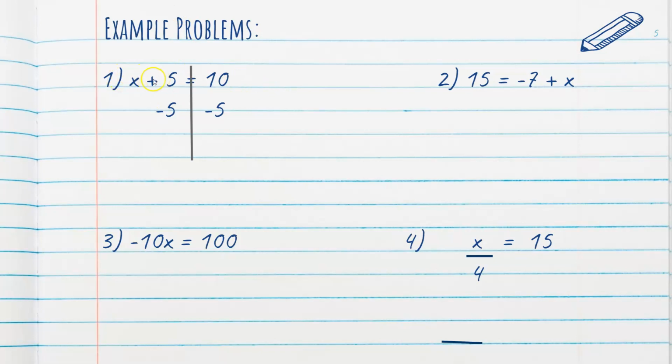Alright, so the reason we subtracted 5 is because we wanted to get rid of that plus 5. These are going to cancel out right here. So we just take our x, it's the only thing left on that left-hand side, and we're going to put it right here. And over here we do 10 minus 5, which is 5. So we're doing the opposite of that operation. Any questions on number 1?